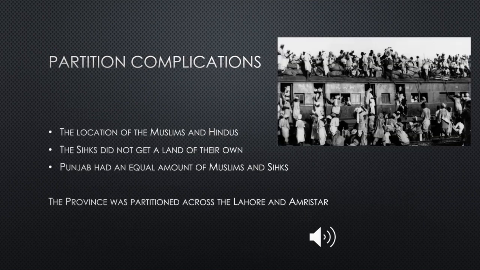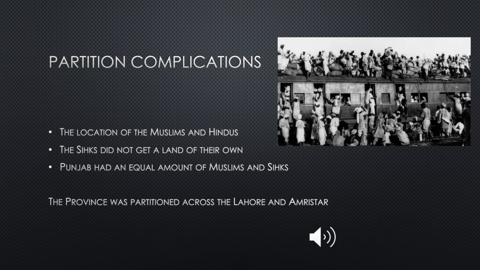There were many issues that made partitioning India a complex procedure. In northern India, Muslims were in 2 areas that were on opposite sides of the country, with a majority of Hindus in between. The Sikhs wanted a nation of their own, but their requests were ignored by the British. Punjab had almost an equal amount of Muslims and Sikhs. This caused many issues. No one wanted to leave the wealthy land of the province, resulting in the province being partitioned across Lahore and Amritsar.